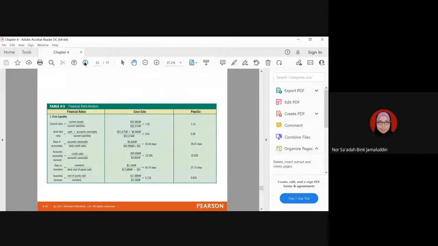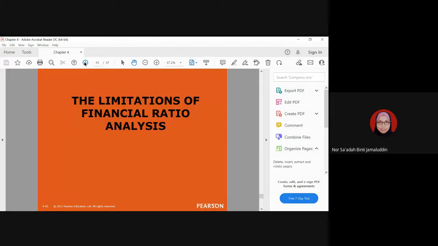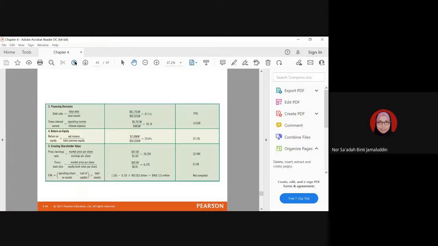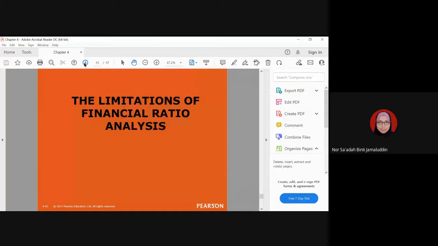Alright, this is a summary of the ratios. Okay, which is ada one on the firm liquidity, and then operating profitability, and then financial decision, return on equity, creating shareholder value. Okay, that's all on the ratios. Okay, as you know, all the ratios are related with your group assignment. Alright. Okay, I will upload my recording in the My Guru, and you will look or learn from this from time to time to make your better understanding.